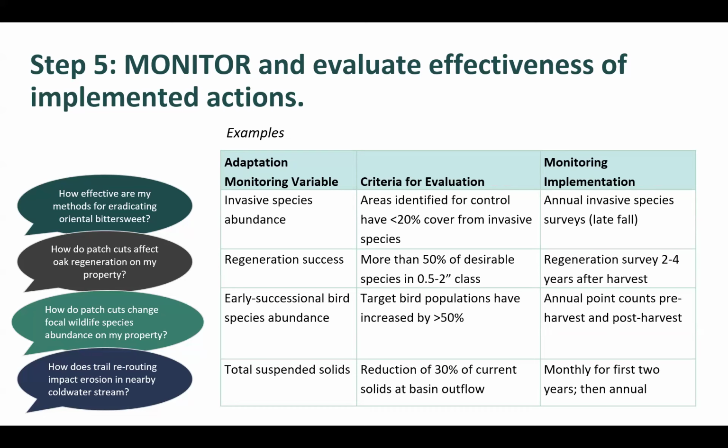For invasive species abundance, your criteria might be to have less than 20% cover from invasive species, and you might conduct surveys annually in late fall. For regeneration success, your criteria might be to have more than 50% of desirable species in that 0.5 to 2 inch size class, and you might conduct regeneration surveys every 2 to 4 years after harvest. Looking at total suspended solids, you might want to see a reduction of 30% of current solids at the basin outflow, and look to monitor monthly for the first 2 years and then annually.